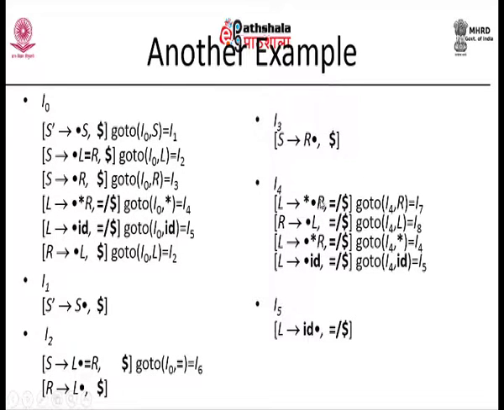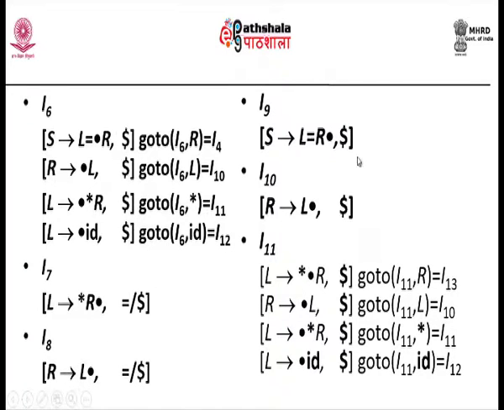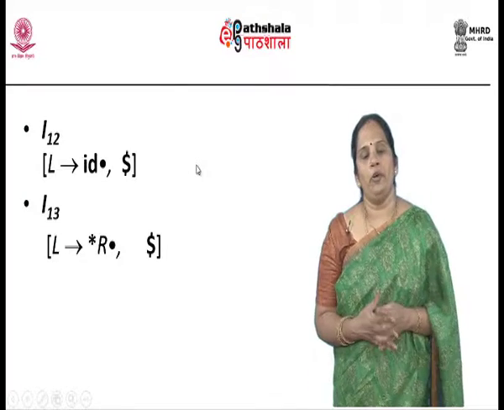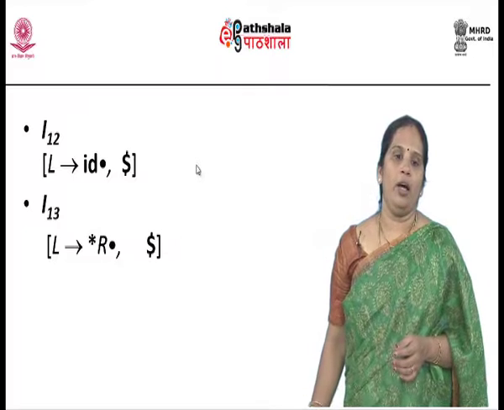What's the previous one? I4 comma star is I4. So, it's different because this has got equal to slash dollar, that will have only a dollar. So, here I6 comma star is I11, star dot R. So, I have a sequence of items here which is just the same thing, but with the dollar as the end marker, okay. And then I have here I9, I10 is done, I11 comma R is I13, I11 comma L is I10 itself, here I11 comma star is I11 itself, and I11 comma ID is I12. So, I12, I13 has to be discussed here, which is I12 is L produces ID dot comma dollar, and I13 is L produces star R dot comma dollar.